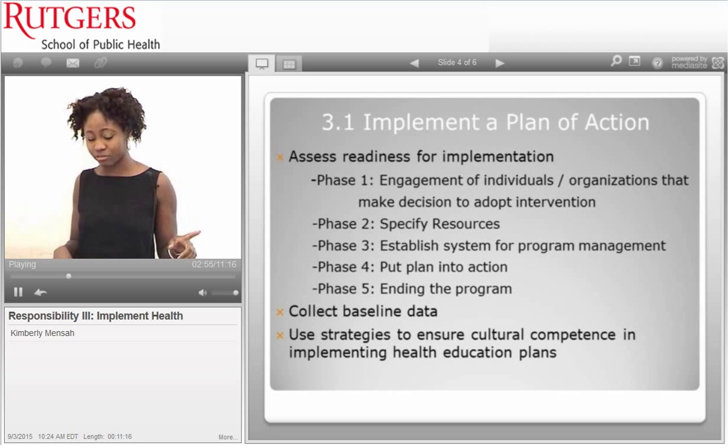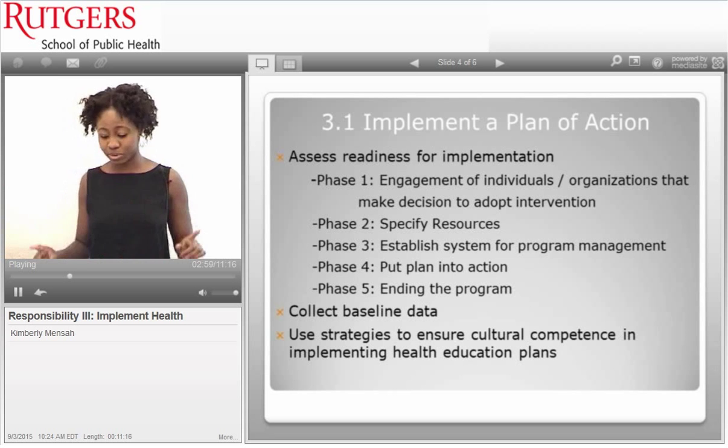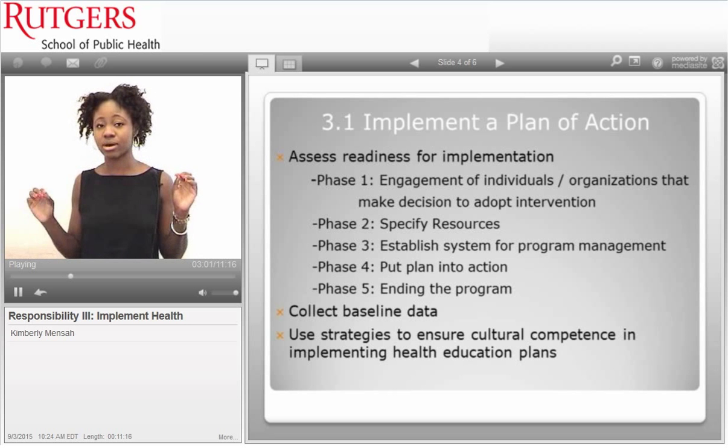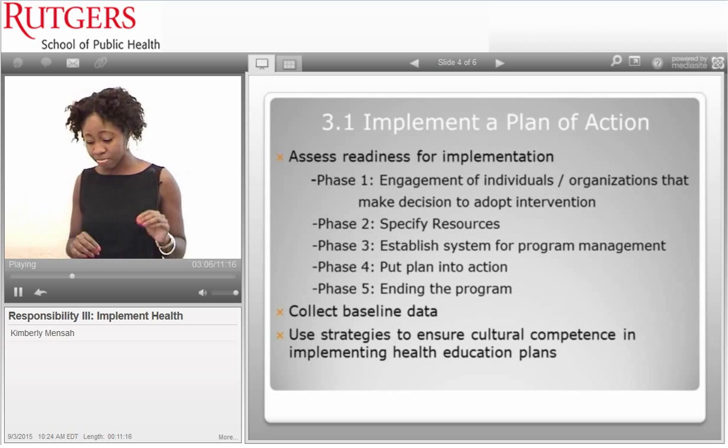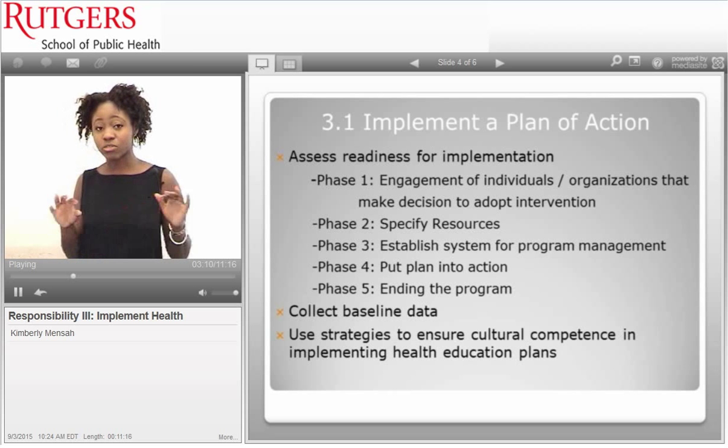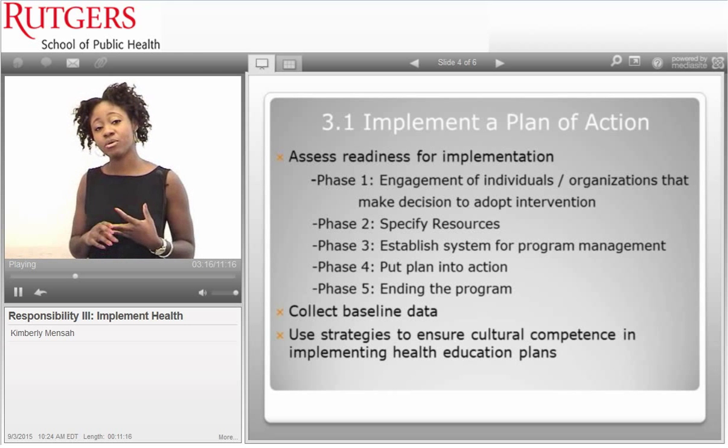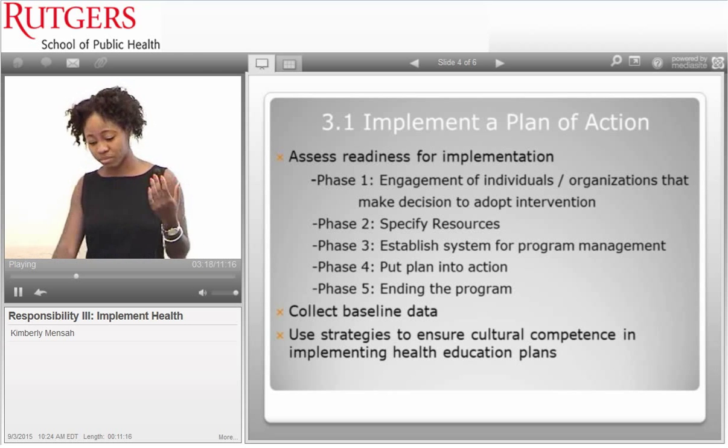The second part of 3.1 is being culturally competent during your program. Now, what is cultural competency? Making sure that your program is creating an environment for all those who are there to be comfortable. Everyone of different backgrounds that are at your program should be comfortable and feel safe in your program in order to make the most of it.